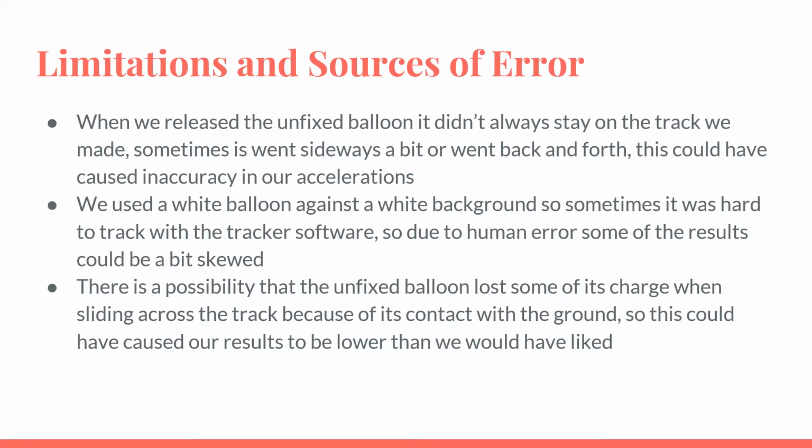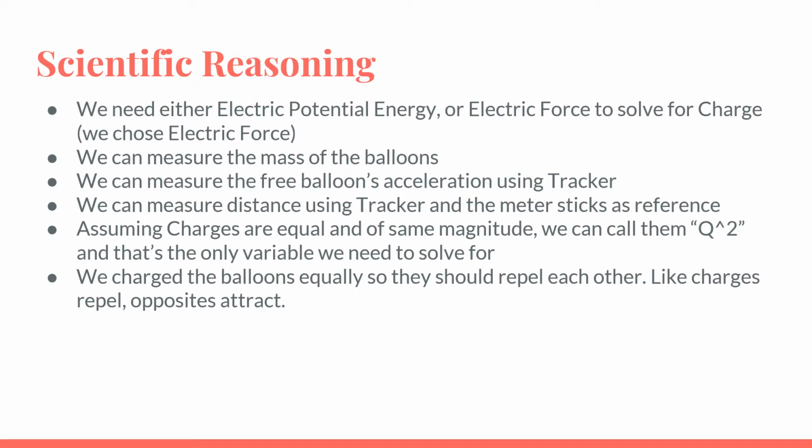Some limitations and sources of error: the balloon didn't always stay in the track, so sometimes it wobbled or spun, which made Tracker look at it differently. We also had to use a white balloon against a white background because some popped, so that might have skewed Tracker's viewing ability a little bit. And possibly the unfixed balloon could have lost some charge due to contact with the whiteboard.